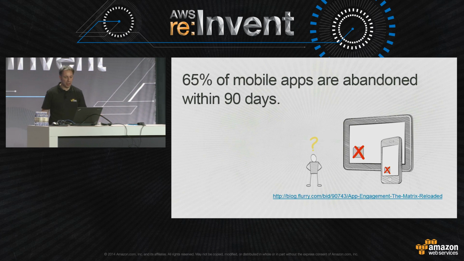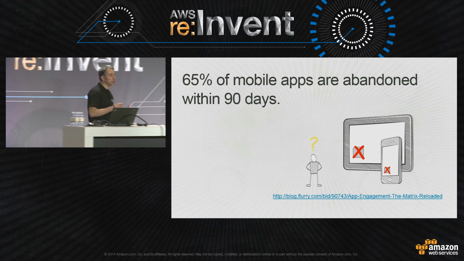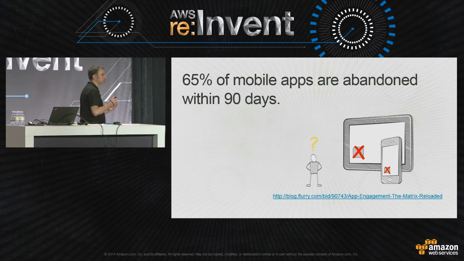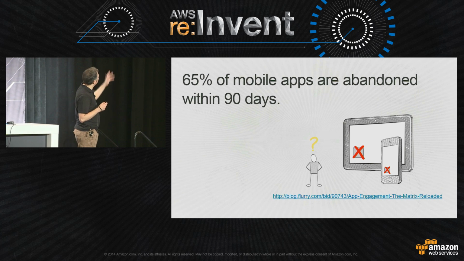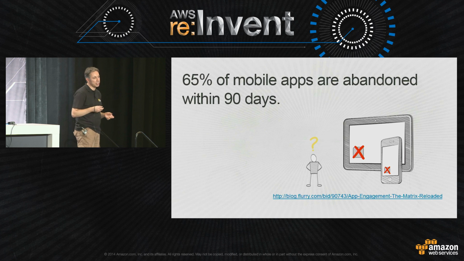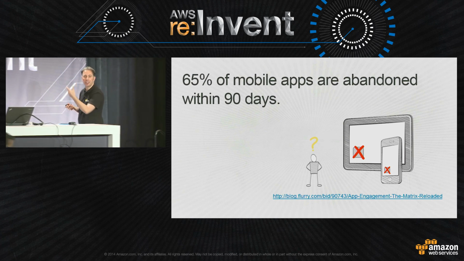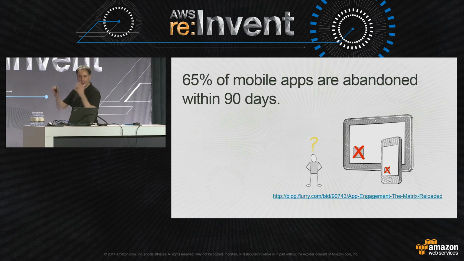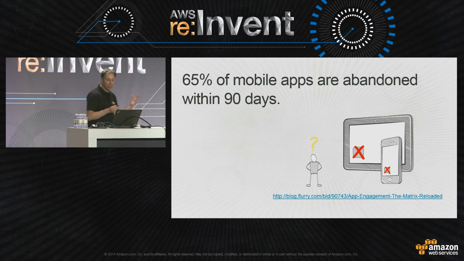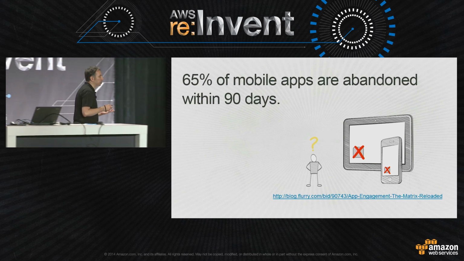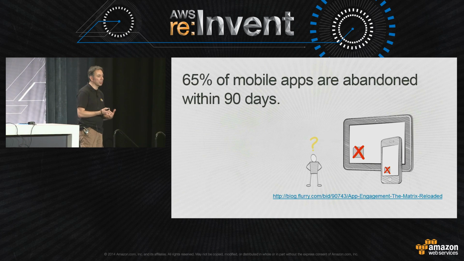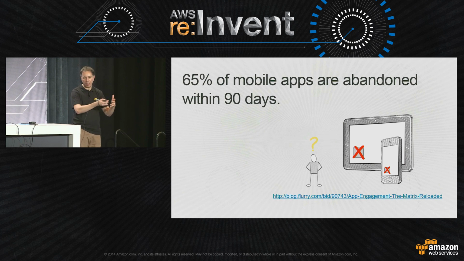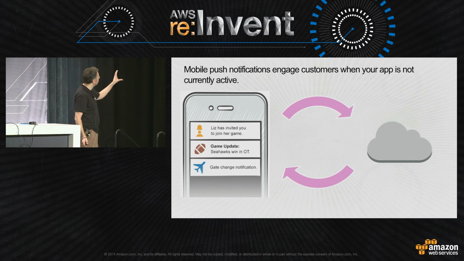So starting with SNS mobile push. Mobile push is something that you really must use in your application because 65%, but sometimes even more, of mobile apps are abandoned within 90 days. And this is something that analytics will help you track with the retention panel. So how can you avoid the application being abandoned? Of course, you have to develop a good application with good content, but users will simply forget that they have the application. So you can engage them back with mobile push.